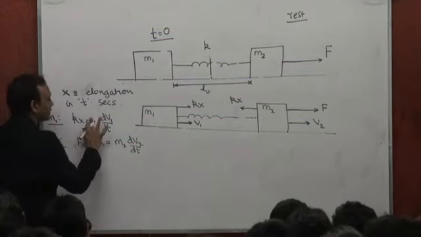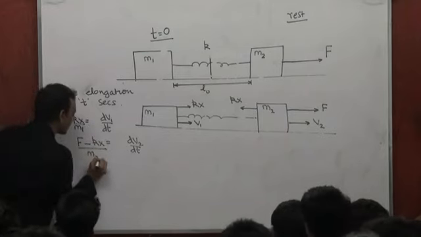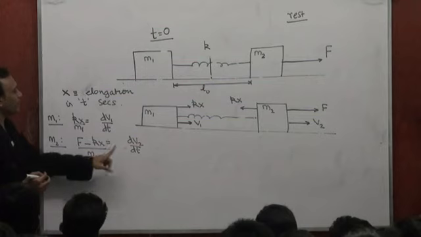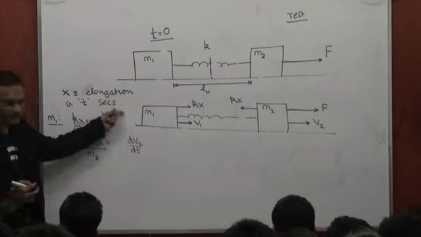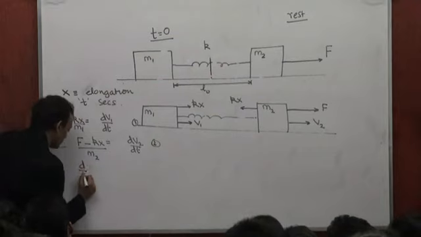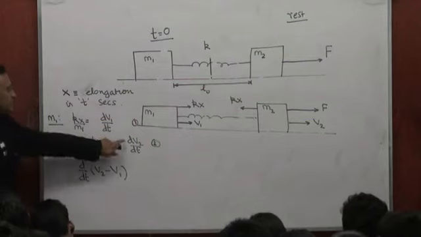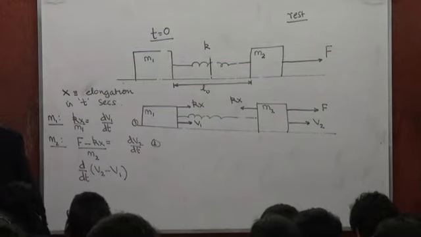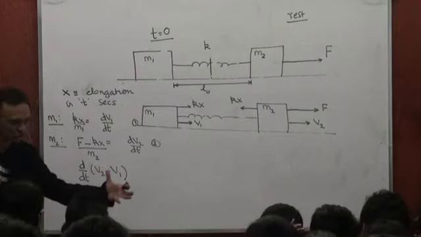Now, let me write an expression for d/dt of V2 minus V1. If I subtract equation 2 minus equation 1, then I have d/dt of V2 minus V1. The reason I subtract is because, for maximum and minimum elongation, I need relative velocity. So V2 minus V1 will allow relative velocity to seep into the picture, right?